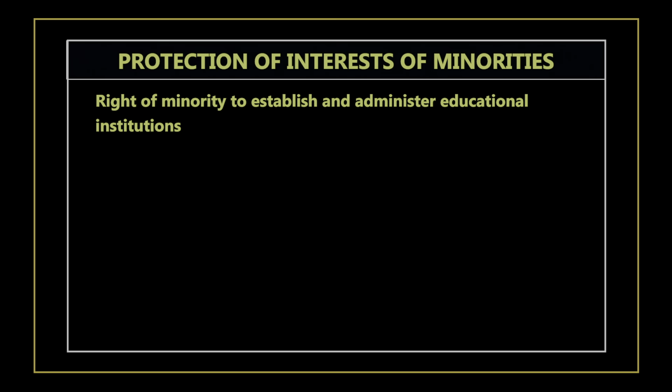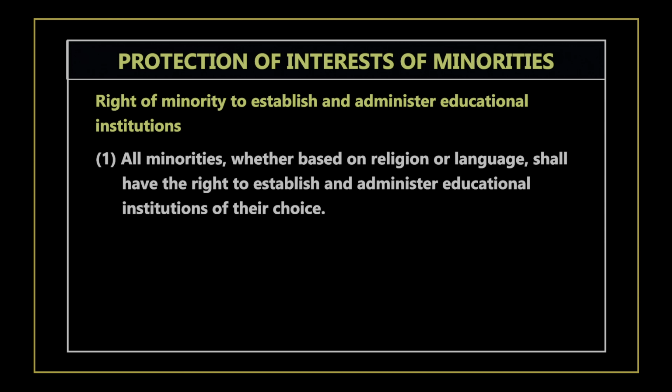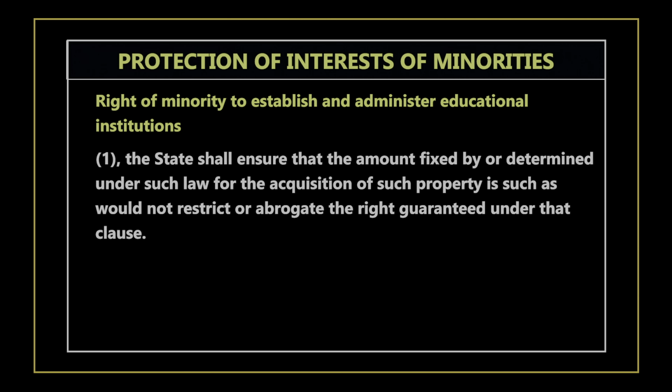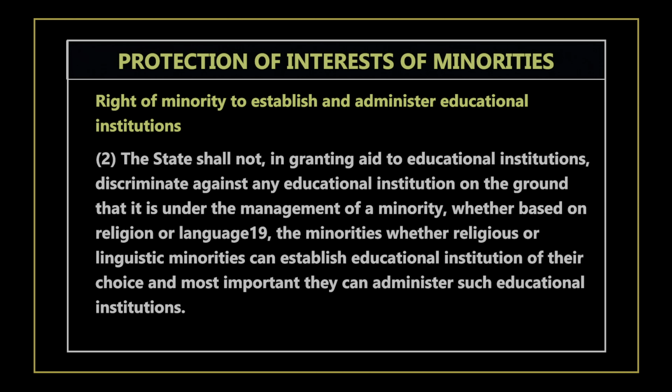Right of minorities to establish and administer educational institutions. All minorities, whether based on religion or language, shall have the right to establish and administer educational institutions of their choice. In making any law providing for compulsory acquisition of any property of any educational institution established and administered by a minority referred to in clause 1, the state shall ensure that the amount fixed by or determined under such law for the acquisition of such property is such as would not restrict or abrogate the right guaranteed under the clause. The state shall not, in granting aid to educational institutions, discriminate against any educational institution on the ground that it is under the management of a minority, whether based on religion or language.